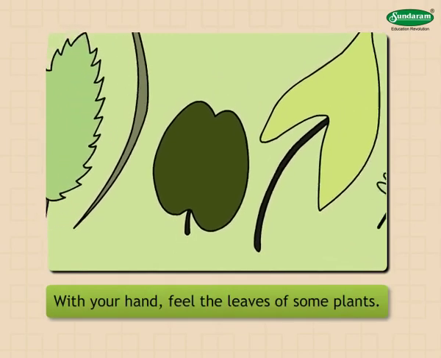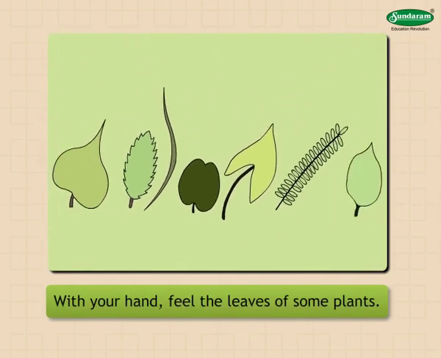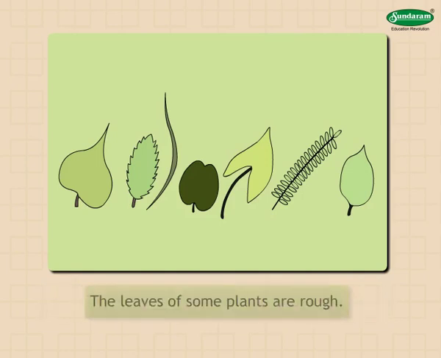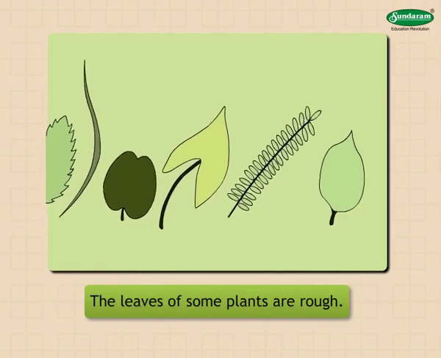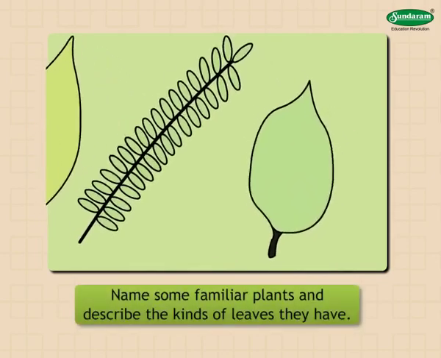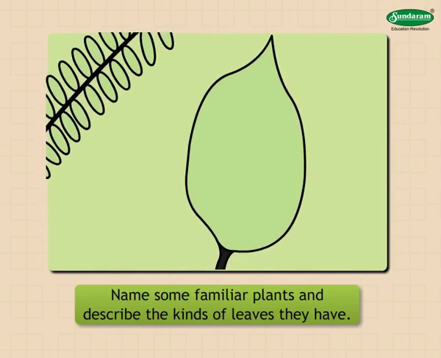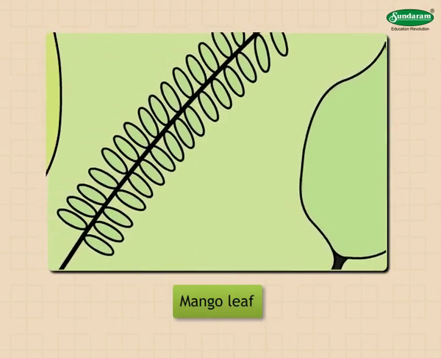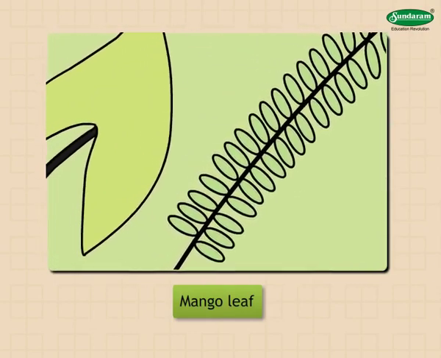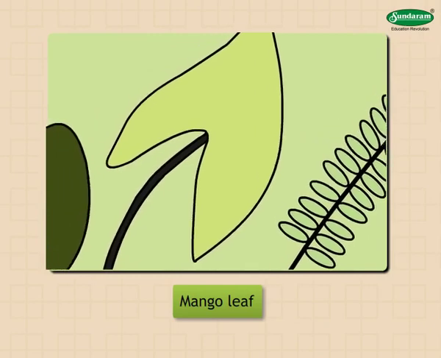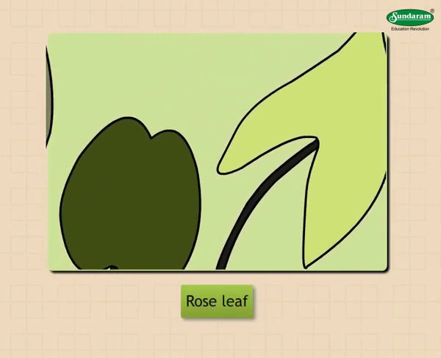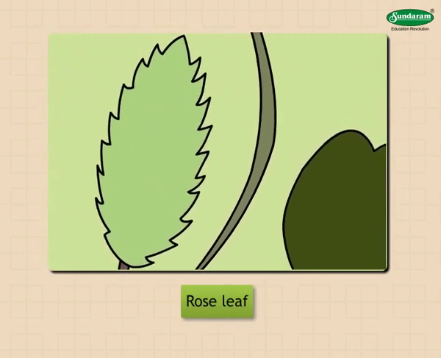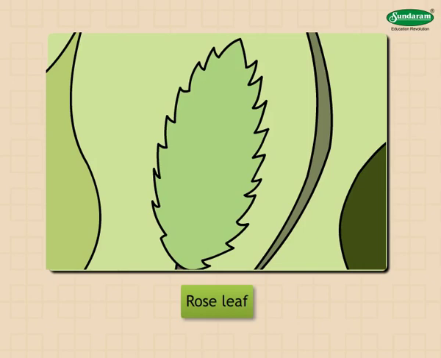With your hand, feel the leaves of some plants. The surface of some leaves is smooth. The leaves of some plants are rough. Name some familiar plants and describe the kinds of leaves they have. The mango leaf is long, slender, leathery in texture along with smooth edges. The rose leaf is short, flattened, rough to touch, and has rough outer edges.